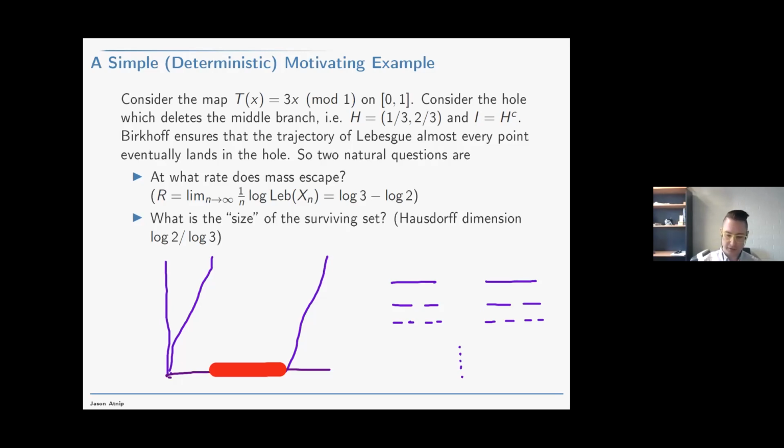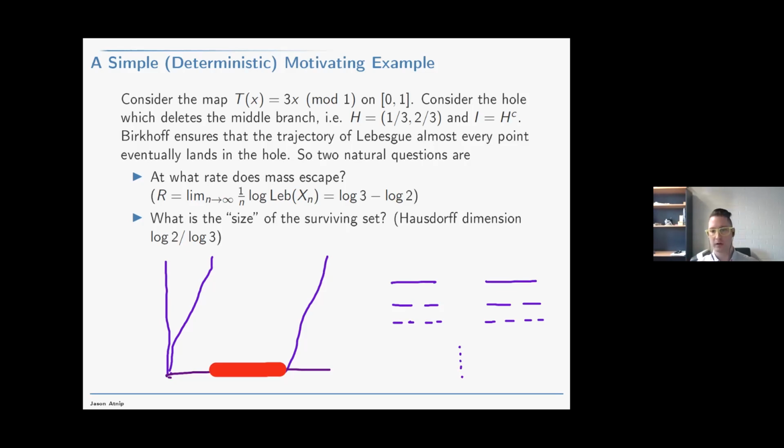The Birkhoff ergodic theorem tells us that Lebesgue almost every point is going to eventually fall into the hole upon iteration. That leaves us with two questions. We can ask, at what rate does the mass escape through the hole? And we can also ask, what is the size of the measure zero fractal surviving set? In terms of the escape rate for this system, it would just be log 3 minus log 2, and the Hausdorff dimension would be log 2 over log 3. This is a very particular example because our fractal surviving set is just the Cantor set, and so we'd be looking at measures on the Cantor set.